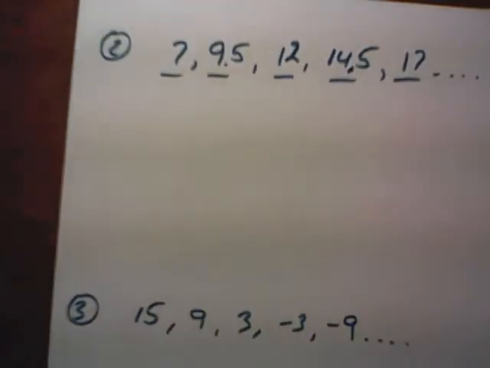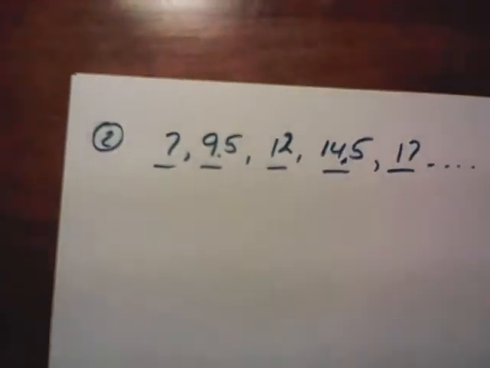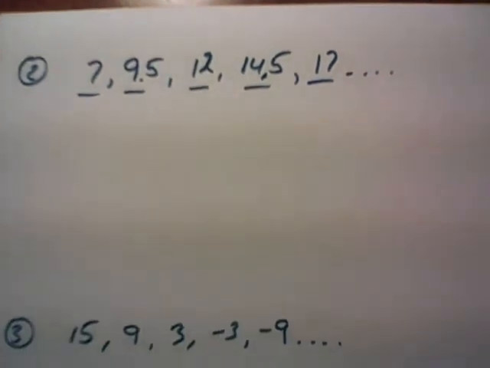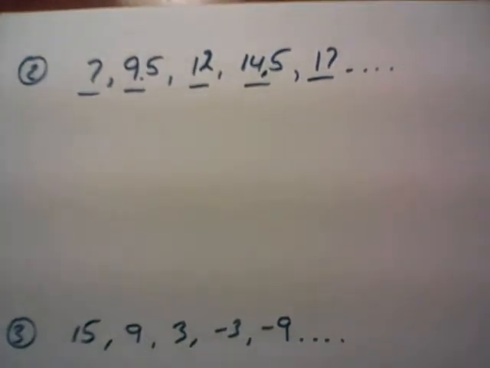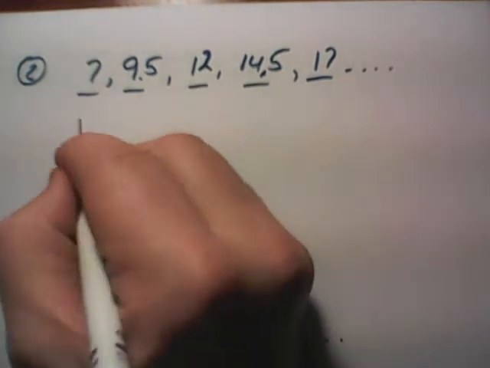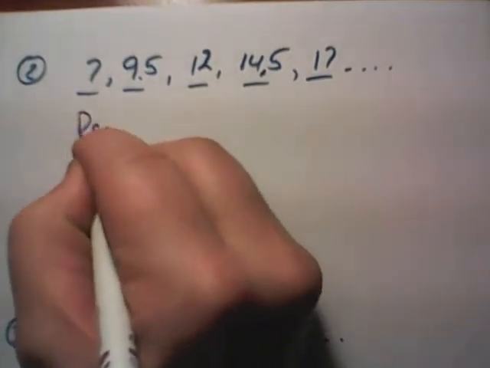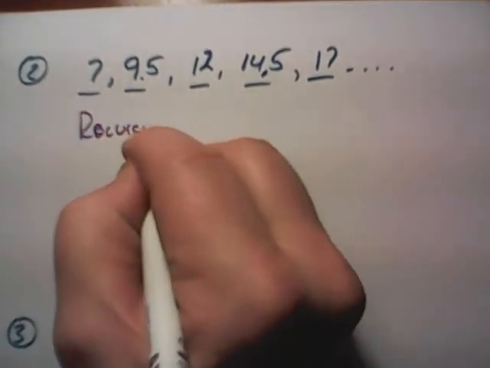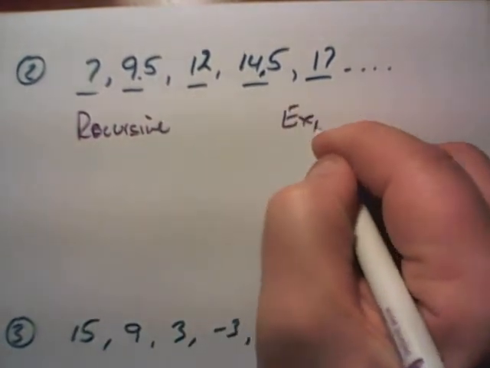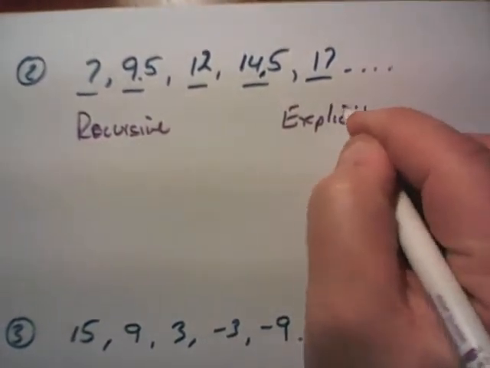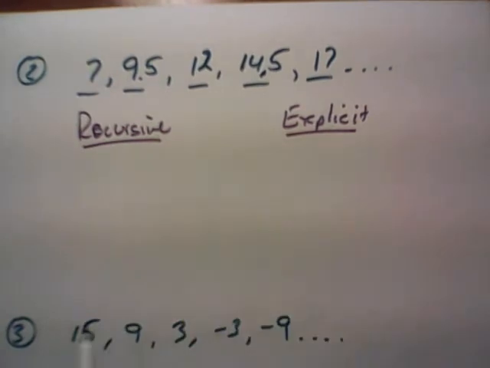Let's look at a few more examples of this type of thing, and we're going to start with example number 2. Again, you should be putting these in your notes. One of the things that's going to be really important for us to be able to do is to write both a recursive formula and an explicit formula for these arithmetic sequences. So if you want to try this first on your own, you can pause the video, give it a shot, and then restart the video and see how close you were.